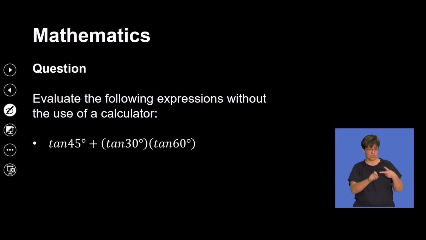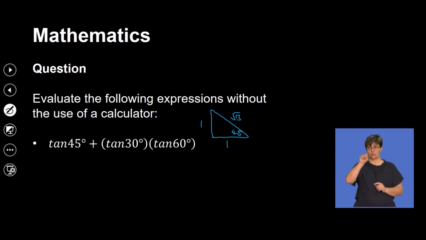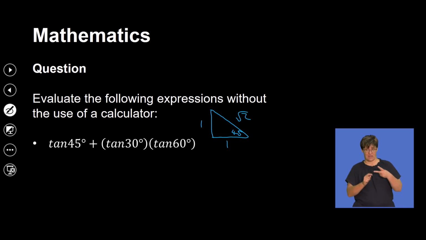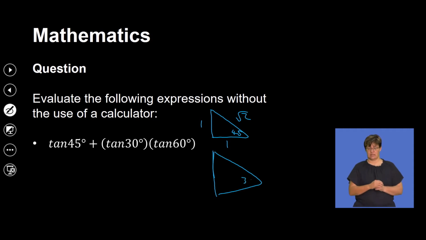Now, another question, we're still on evaluating the expressions without the use of a calculator. If they want us to find tan 45 degrees, I'm just going to draw the two triangles. This one is for the 45 degrees, that's 1, 1, root 2. And then the other one will be the one of 30 and 60. 30 there and 60 here. Remember, that's 1, root 3, and 2 there.